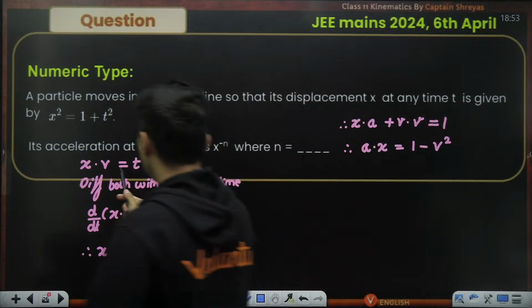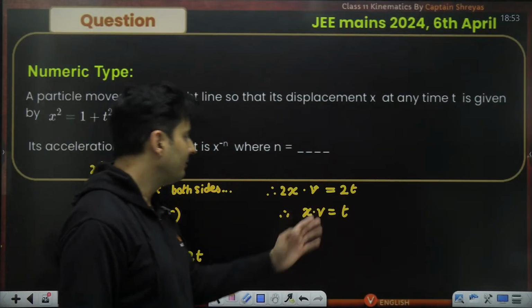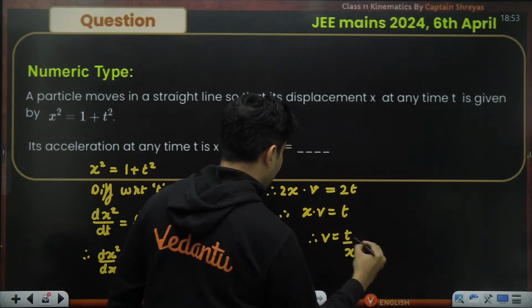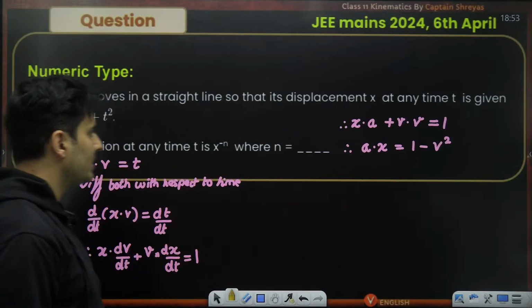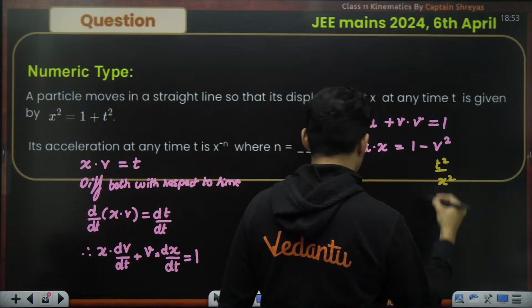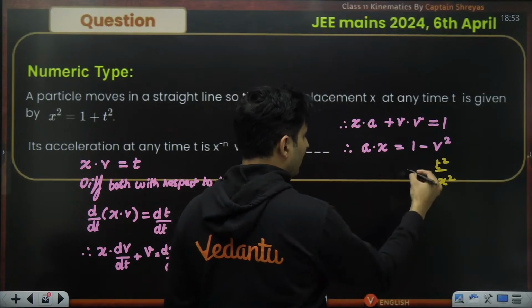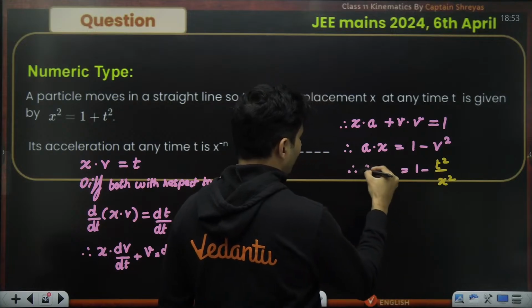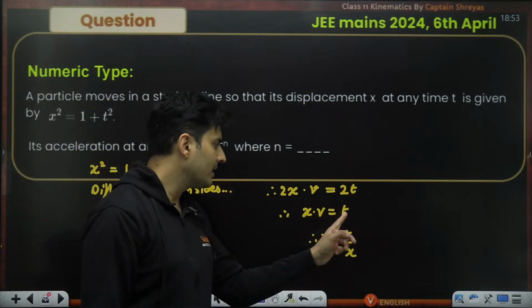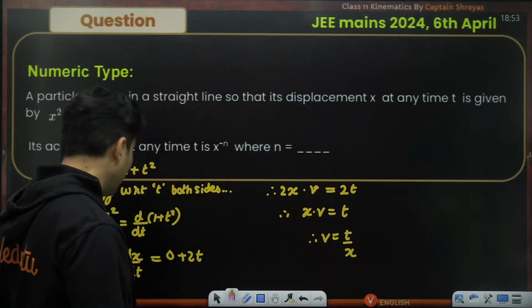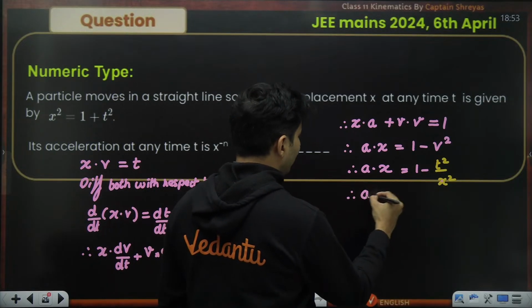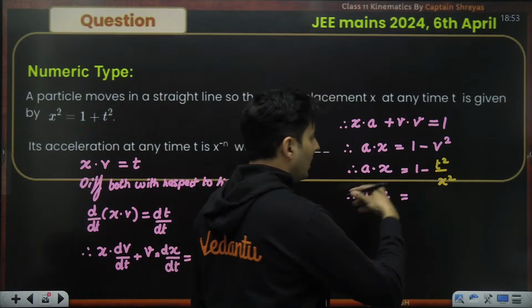But what is v? If you notice from the previous slide, v is nothing but t by x. So v square will be t square by x square. Therefore, acceleration into x is 1 minus t square by x square. Got it? V is t by x. I've just substituted velocity as t by x over here. What next, sir? I'll just go with the flow. I'm just not stopping, guys. Unstoppable Shreyas Sir.